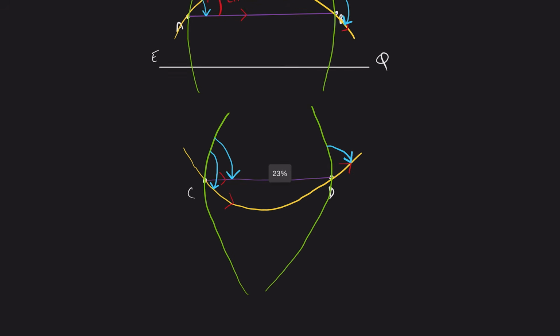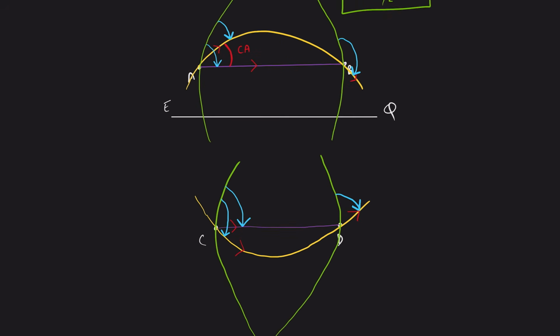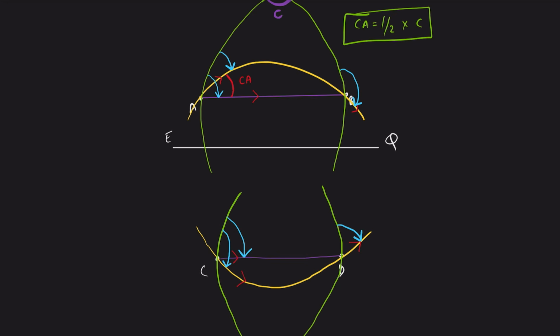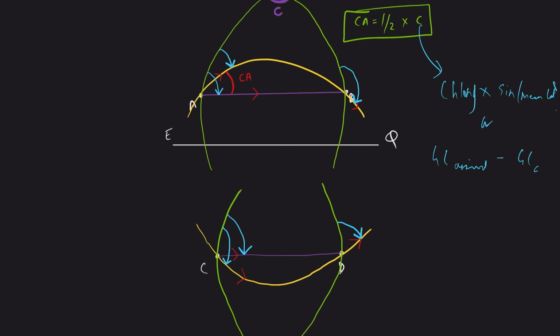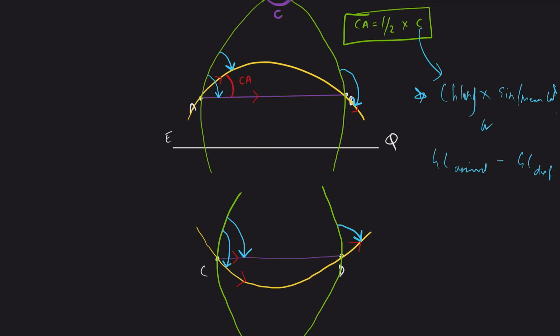Okay, so another formula added to the list, conversion angle, which is half of convergency. And what is convergency? Convergency is change in longitude into sine of mean latitude. Or it is great circle bearing at arrival minus great circle bearing at departure. So these three formulas are done so far.